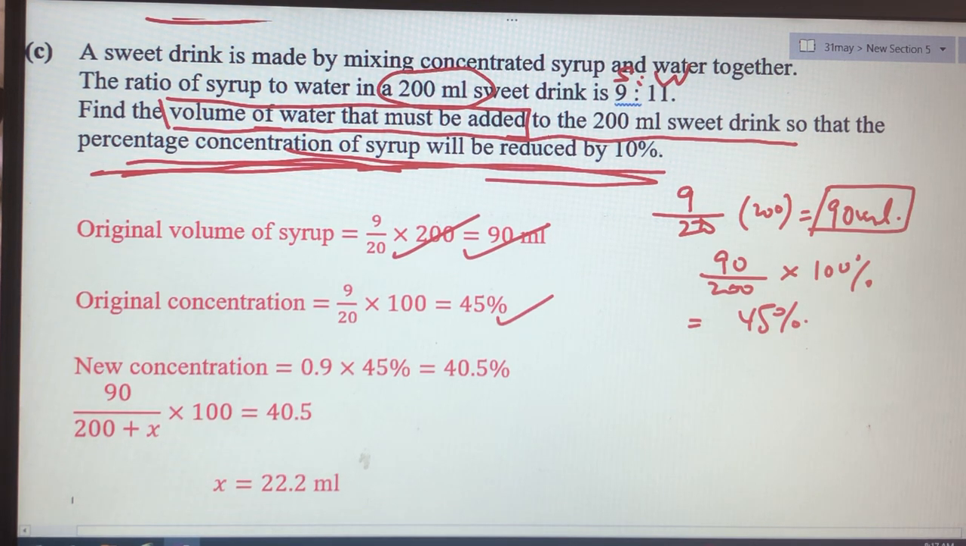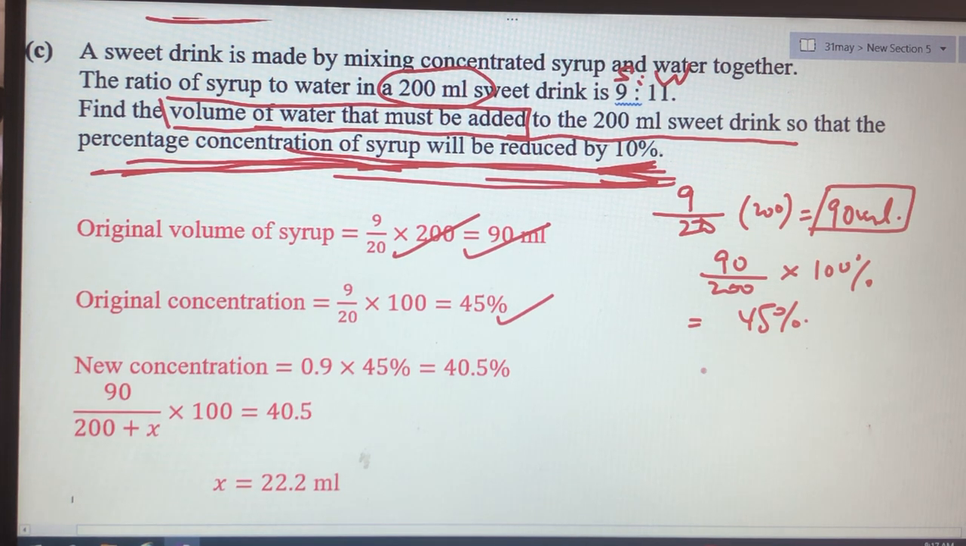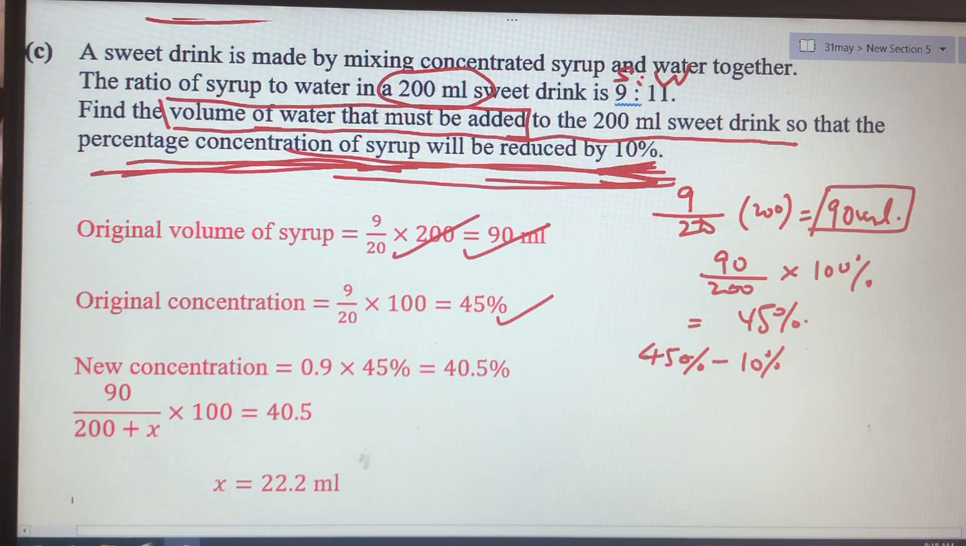Now, after you've gotten 45%, you go and reduce this by 10%. But when you reduce this by 10%, it is not 45% minus 10%. It is not like that. Many of you wrote this, so it is zero from here onwards. It means that originally this is 100%, and you are reducing this to 90%.